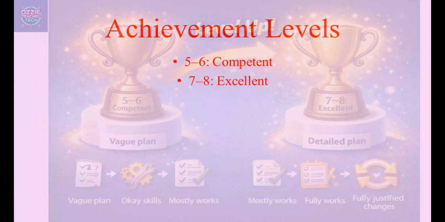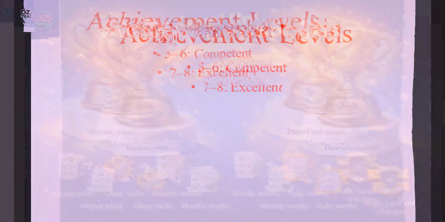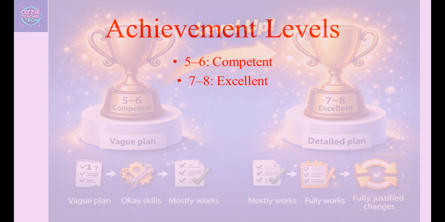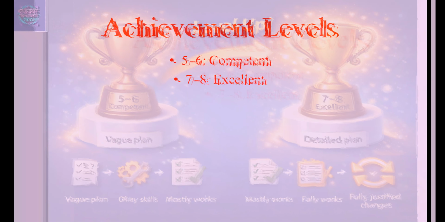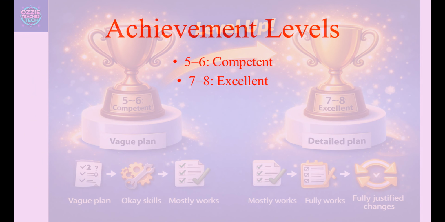Now, for constructing a detailed and logical plan that's clear enough for peers to follow, one thing I usually encourage you to do is give your plan to your colleague or your friend and ask them to follow it to produce a product. If they don't ask any questions, then you have created a perfect logical plan. How do we jump from 5-6 to 7-8? Detail in your planning, excellence in your skills, not just competence, full functionality, not just mostly, and full justification with reasoning, not just outlining what changed.